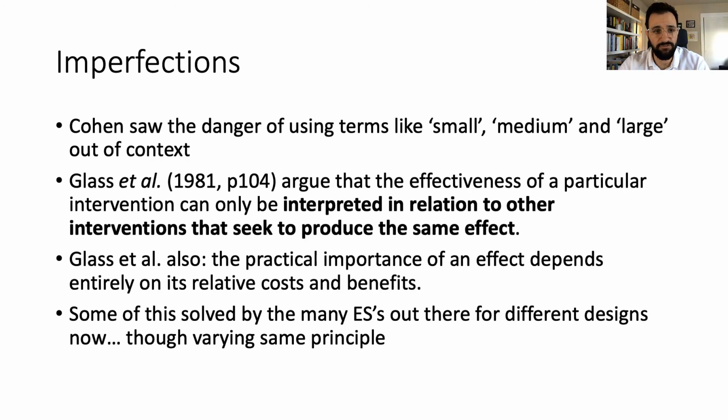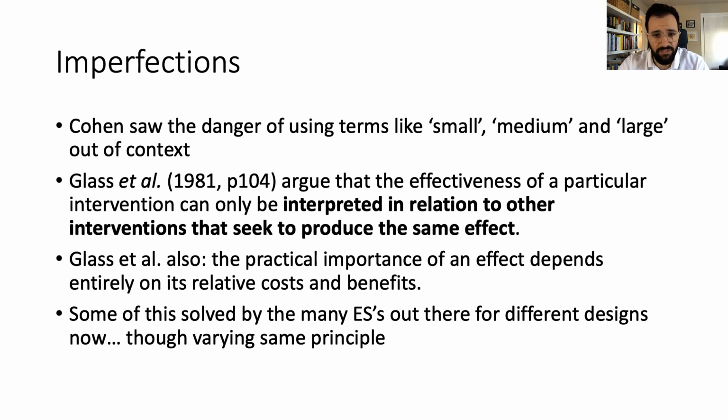These effect sizes are not perfect things, primarily if we hook tightly to terms like small, medium, and large. For several reasons, one of which is that, as Glass et al. argued in 1981, the effectiveness of a particular intervention can only really be interpreted in relation to other interventions that seek to do the same thing. So to try to have a generalized way to compare all interventions is maybe not necessary. Glass et al. also wrote that the practical importance of an effect depends entirely on its relative costs and benefits, and so just having an effect size measure, a Cohen's d, doesn't tell you the whole story. So trying to move us into this other realm of effect size instead of p is maybe not necessary.